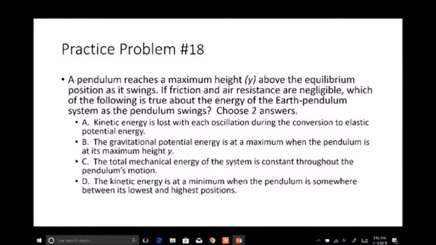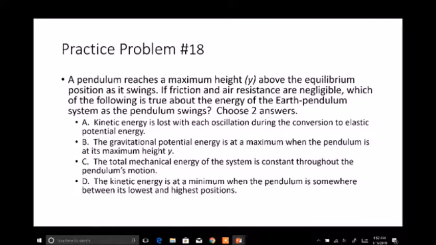All right, practice problem 18, we're back to pendulums again. This time we have a pendulum which reaches a maximum height of y above the equilibrium position as it swings. If friction and air resistance are negligible, which of the following is true about the energy of the Earth-pendulum system as the pendulum swings? This is one of those choose 2 answer multiple choice questions. So let's just go through the choices one at a time.